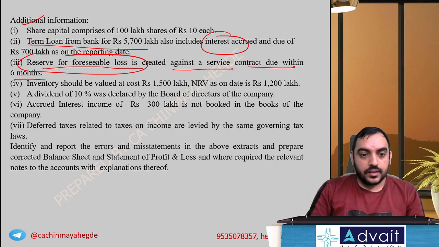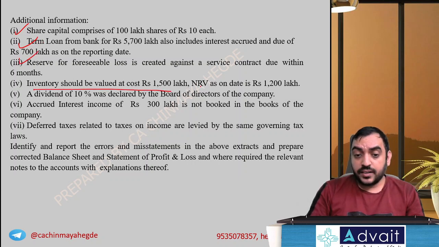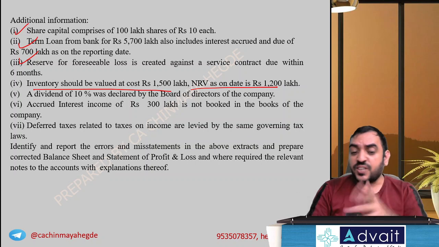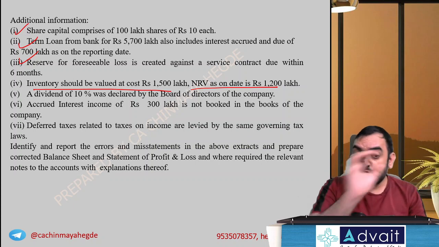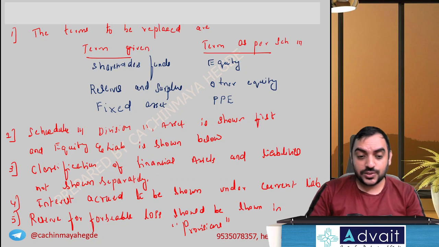Okay. So share capital is fine, term loan is fine, reserve is fine. Inventory: cost is 1500 and NRV on the date is 1200. But inventory should be valued at cost or NRV, whichever is less. I think they have valued at 1500, but we should value at 1200. So we have to write down the inventory by 300 lakhs. Hope you have written these 5 points.